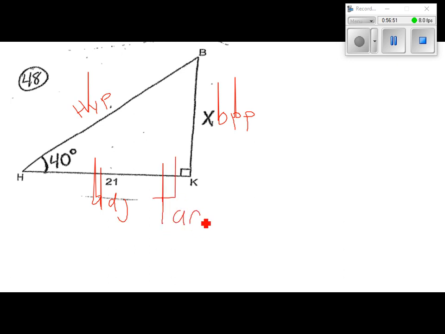What's our angle? 40. Again, the hardest part next. Tan 40 equals what over what? X over 21. Now, this is where it's a little different. Go ahead and punch in your calculator, tangent of 40. What's it tell you? 0.8391. Write that number down, 0.8391.